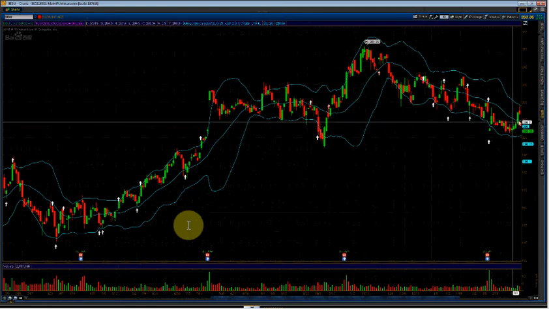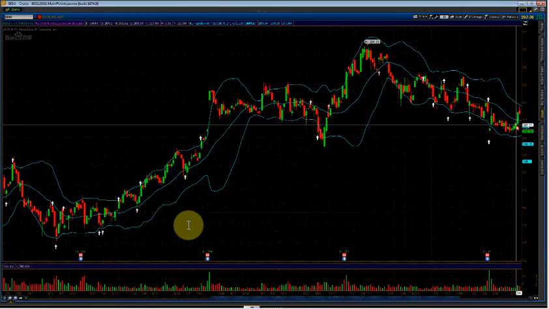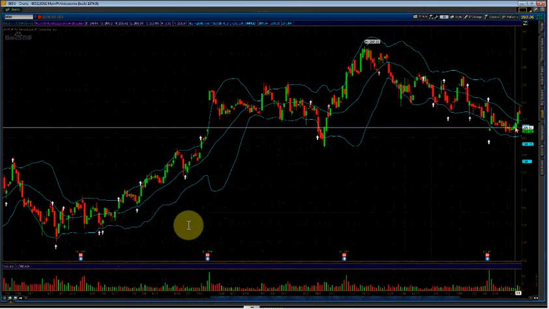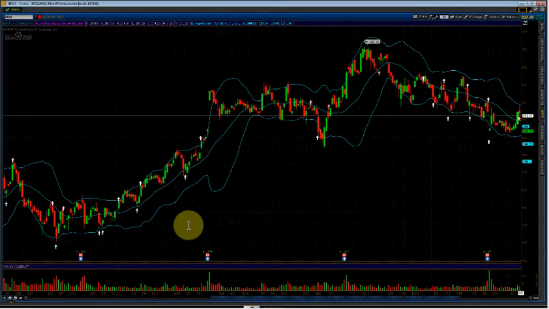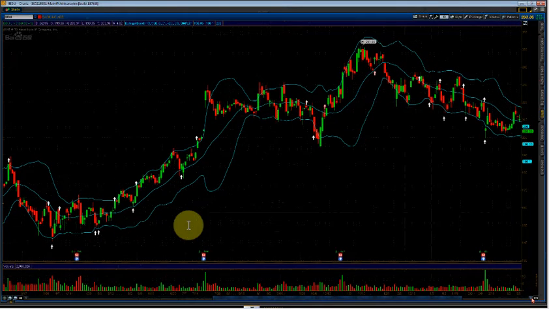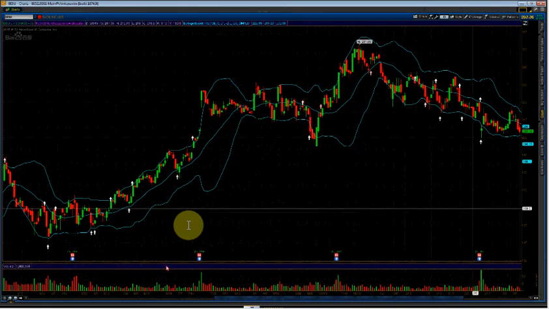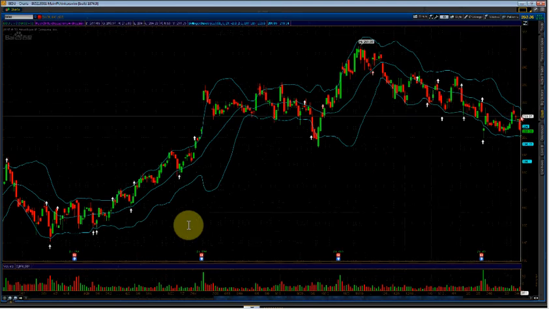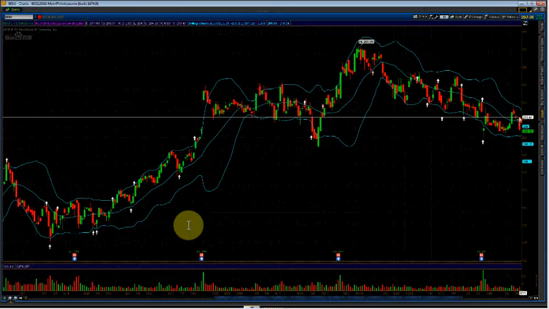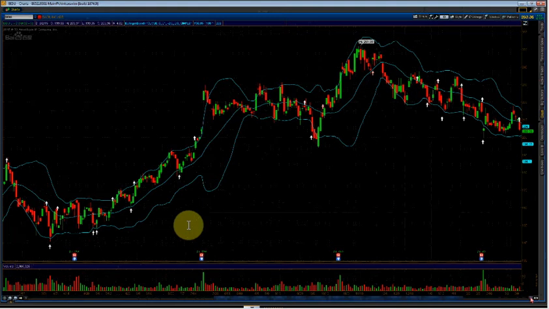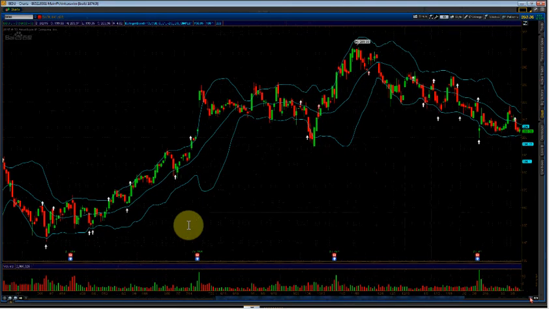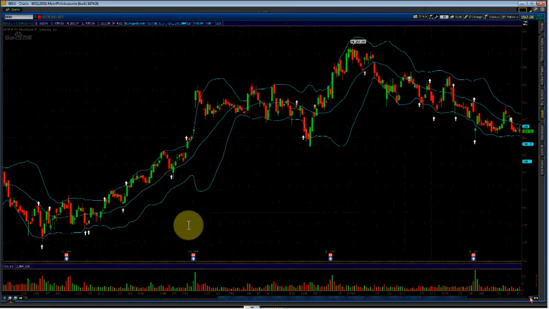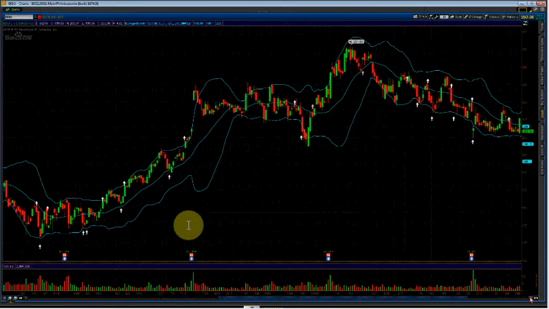Am I buying calls here? I got a green candle. Heck no. Heck no. Actually, back it up. Would I have bought puts right here? Absolutely. Now watch real close. Did it ever hit my line?